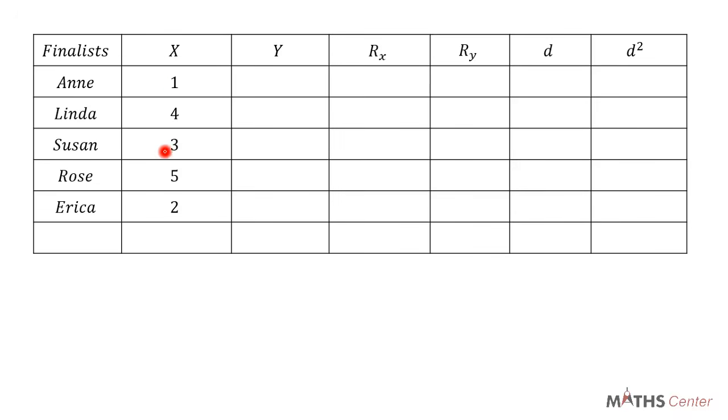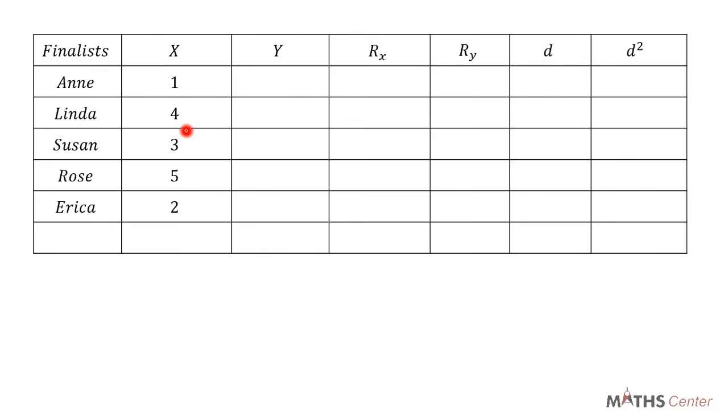From the table given to us, these are the scores for Judge X. We have 1, 4, 3, 5, 2. And these are the scores for Judge Y, 3, 2, 4, 5, 1. In Rx, we are going to rank the X values. I will take the Y values away so that we can focus on the X values. So the highest number, we will give it a rank of 1.